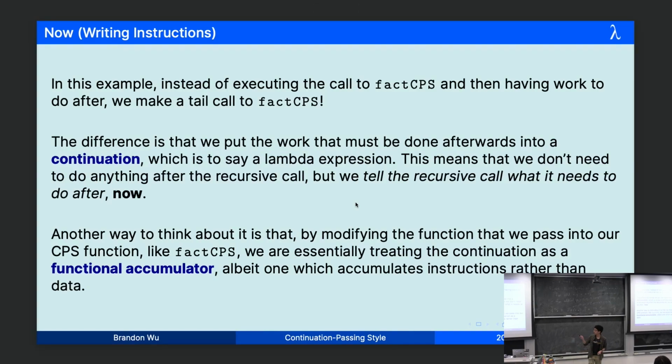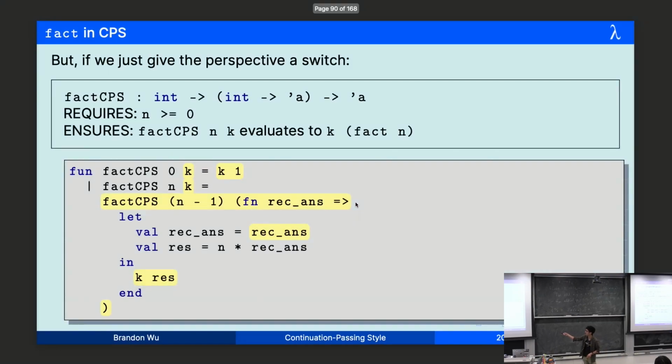The continuation is a functional accumulator. That's another thing I should say. We're making the accumulator. We're doing fact CPS with an accumulator. It's just that the accumulator is a function. That's another way to think about it. This is the key conceptual divide: it's an accumulator that is also a function.